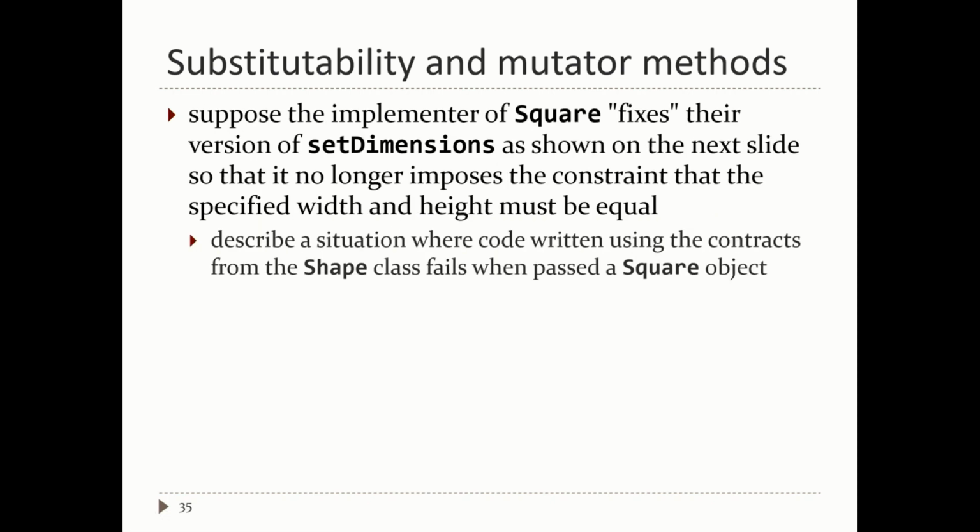Okay, so back to Square. In Square, we were throwing an exception in setDimensions when the height and width were different. And so you go back and tell whoever implemented Square, hey, you screwed this up. And they say, okay, I can fix it. The reason this is broken is because I'm imposing this extra constraint. So what if I remove that constraint?